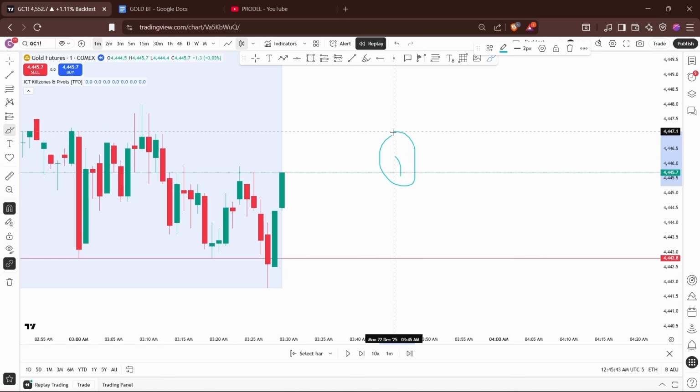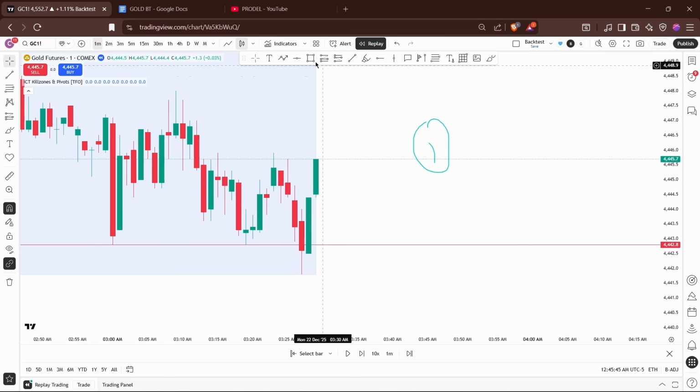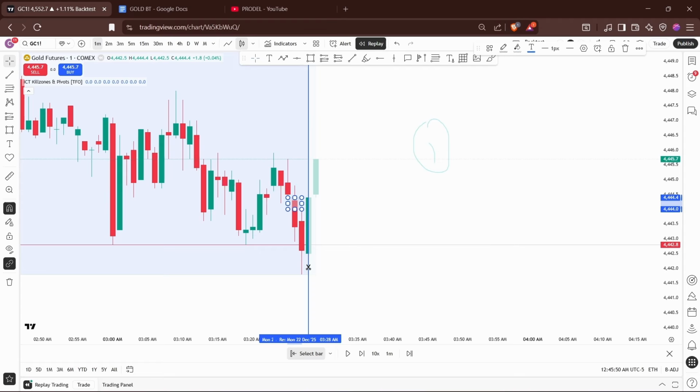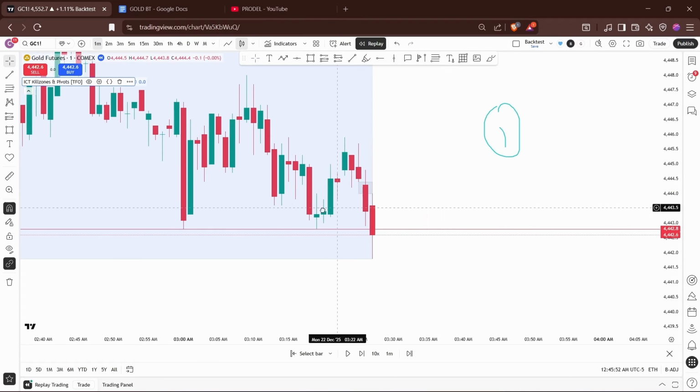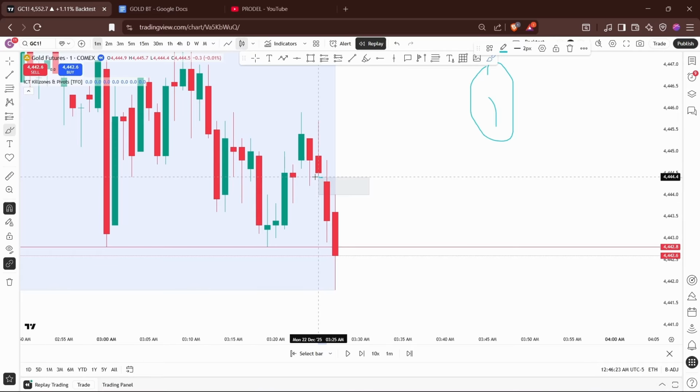And the next entry criteria is we will look for the inverse FVG, inverse fair value gap. Here we can see the fair value gap. This is the first candle and this is the second candle and this is the third candle. The first candle low and the second candle high do not meet each other. So there is a gap formed, which is called the fair value gap. And we will wait for the inverse of this fair value gap.